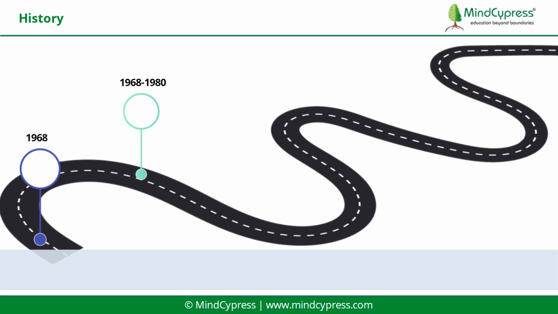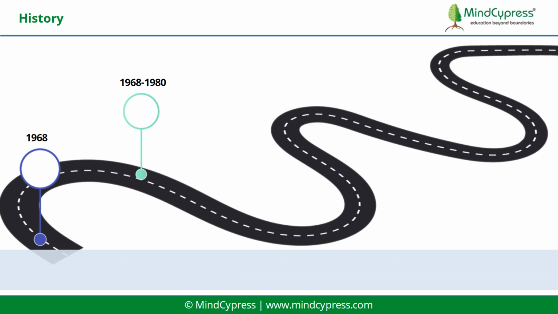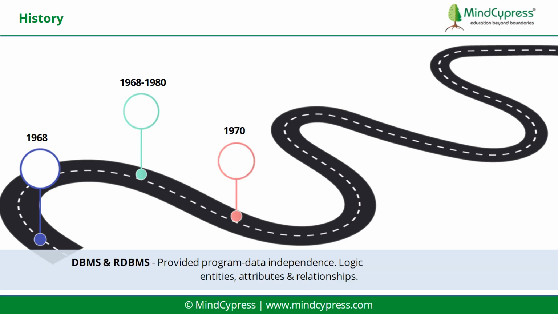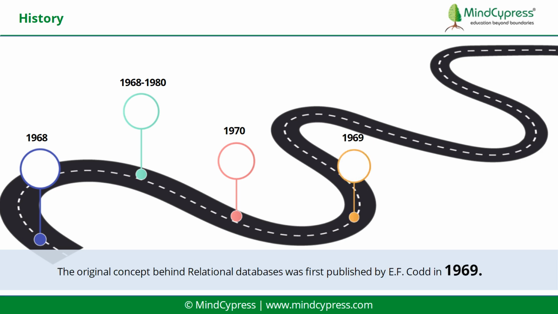1968 to 1980 was a period of non-relational databases, which were a structured collection of stored operational data that were used and shared by applications. From 1970 to the present, DBMS and RDBMS provided program-data independence. Logically related data comprises entities, attributes, and relationships. The original concept behind relational databases was first published by E.F.